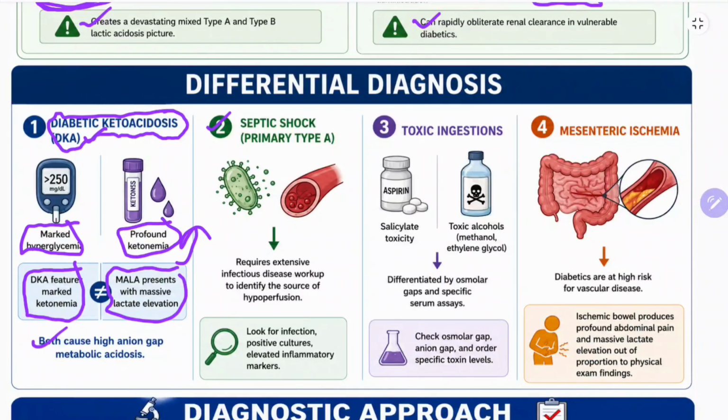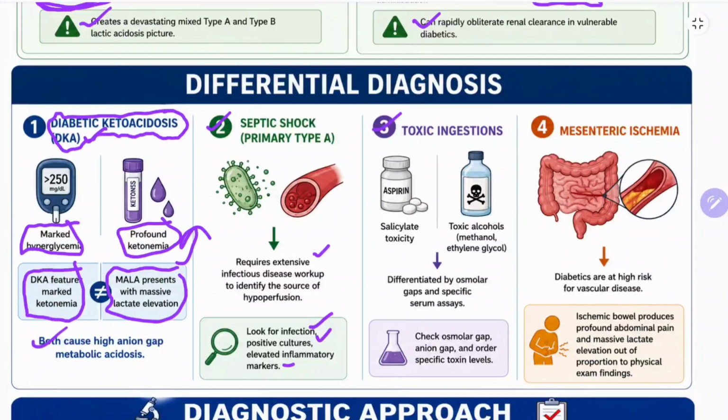Second we should differentiate septic, type A, primary type A lactic acidosis, mainly in septic shock. This requires an extensive infectious disease workup to identify the source of hypoperfusion. Look for infection, positive cultures, and elevated inflammatory markers that will help to differentiate.